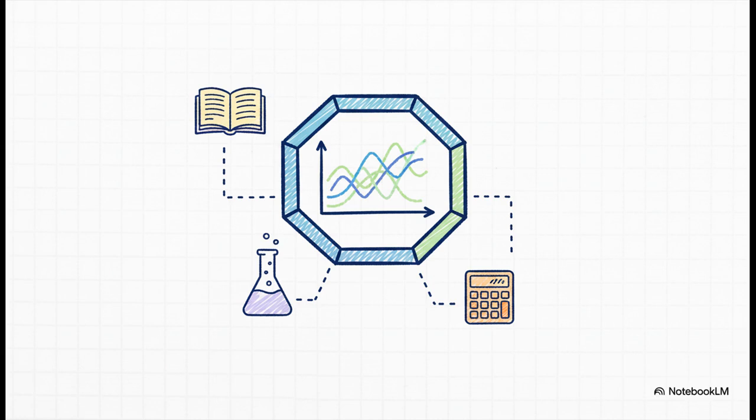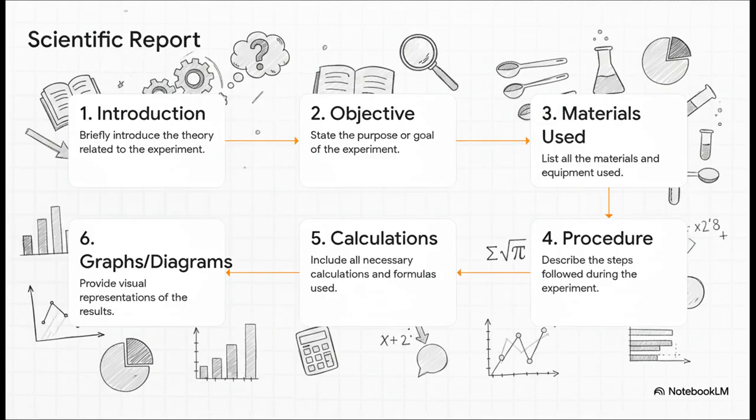And that's where a scientific report comes in. It's the standardized way to present your findings clearly and logically. A good report always follows a clear structure. It kind of sets the stage with the theory and your goals. It details all the materials and the steps you took so someone else could repeat your work. It shows the math, and then it presents your graph as the visual climax of the story. It makes sure that anyone can understand not just what you found, but how you found it.